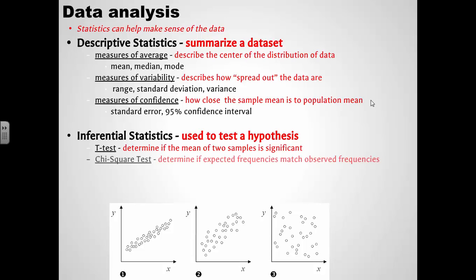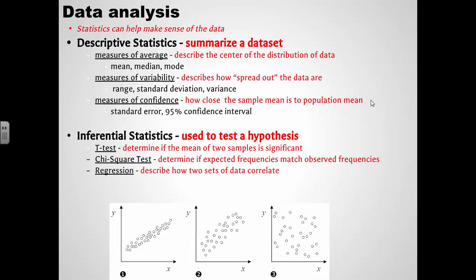Other statistics we can use to test hypotheses are the chi-square test. It helps us to determine if what we're observing, the frequency of something, matches what we would predict. Sometimes we use that in genetics research, for example, to see if the results of a cross between two parents match what we would expect based on certain genetics.